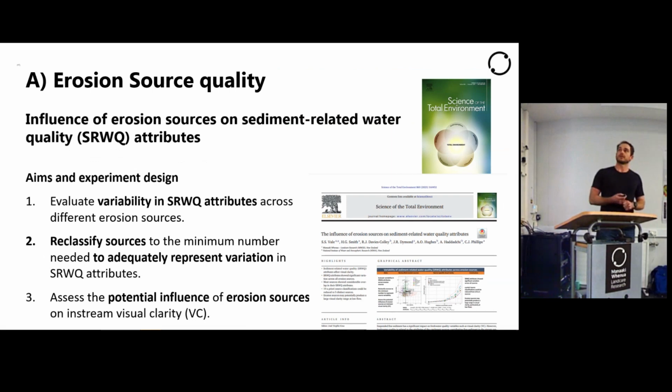So part A, looking at erosion source quality. We published this work recently in Science of the Total Environment. And that was looking at the influence of erosion sources on sediment-related water quality attributes, and had three main aims. Number one was to evaluate variability in sediment-related water quality attributes across different erosion sources. Two, reclassify the sources to the minimum number that can adequately represent the spatial variation of these attributes in the terrains or in the catchments. And three, assess the potential influence of different erosion sources, different material, on the in-stream visual clarity.